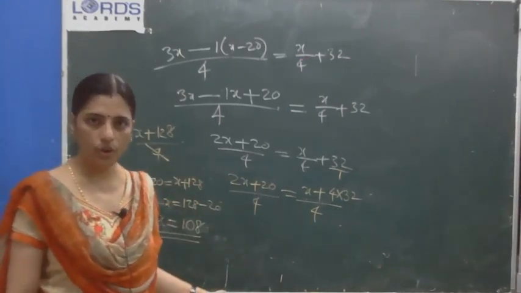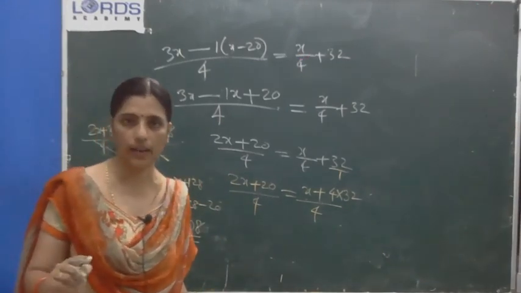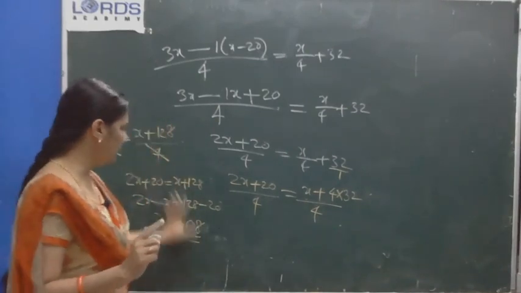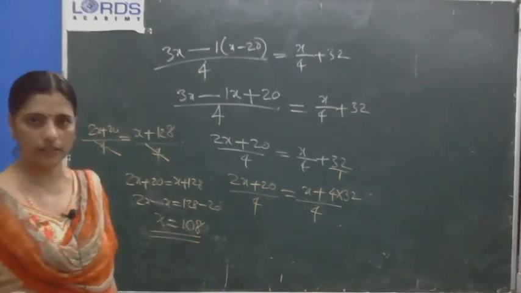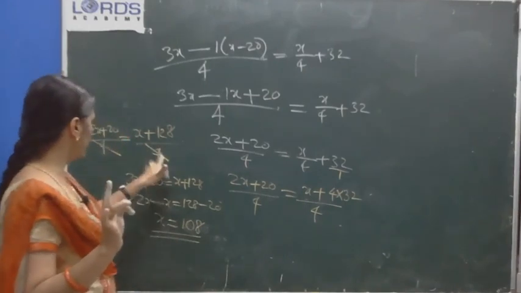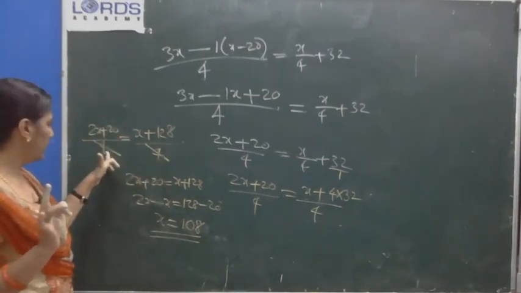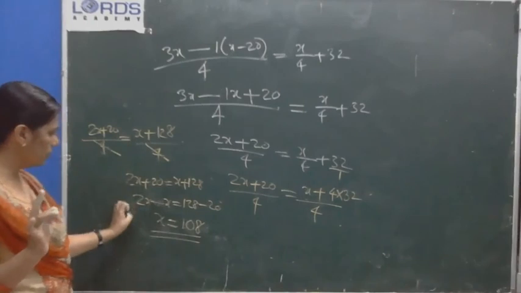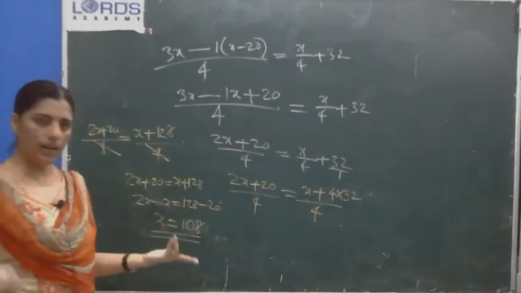If you can't follow, because time is up, so I have to stop the class. If you cannot follow, you copy these lines, and if you can't follow, I will explain the next class. Not that much problem. This much okay means 4 I cancelled. Then wrote, then x to one side, all the numbers to the other side, we got the answer.